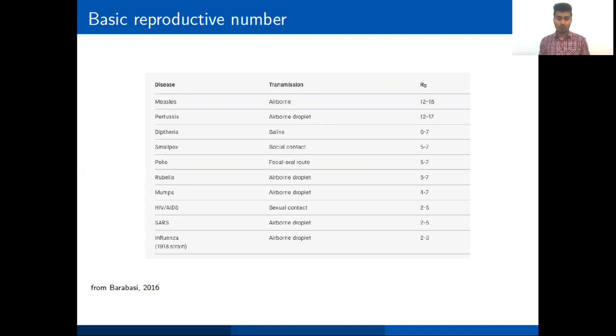Now, from past experience of pandemic or epidemic understanding, this R naught is already determined. For diphtheria, transmission is through saliva, but for SARS it was airborne droplets, and for coronavirus it is still airborne droplets. So the value of R naught for coronavirus would be 2 to 5. It has a lot of resemblance with the SARS virus that was an outbreak previously.